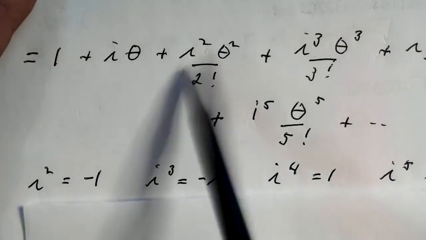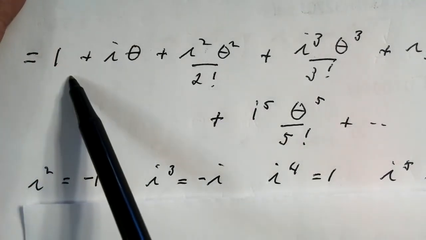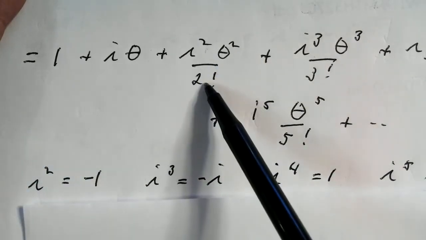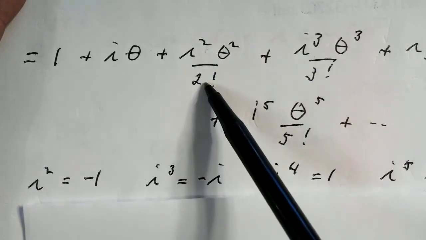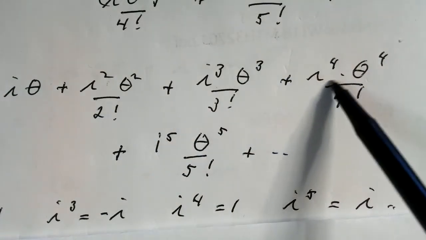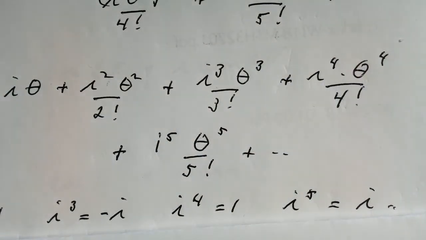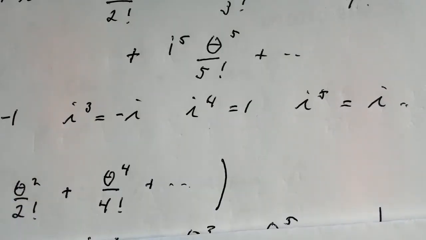And so let's take a look at the terms that don't involve i. We're going to have 1 plus theta squared over 2 factorial, but this is negative 1, so we'll have minus theta squared over 2 factorial. Because this is 1, I'll have theta to the fourth over 4 factorial, and so on and so forth.